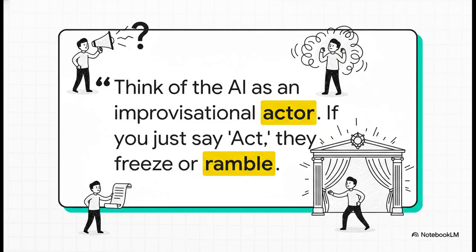The best way to think about this is with a simple analogy. Imagine you're a director, and the AI is this brilliant, talented, improvisational actor. If you just stand there and yell, "Act," what's going to happen? Chaos, right? They'll either freeze up or just start rambling. But if you give them a character, a scene, and a script, well then, you might just get a masterpiece. Our job is to write that script.